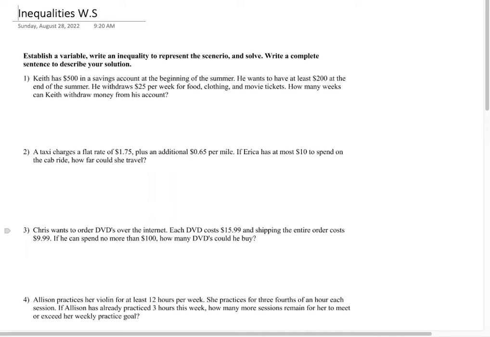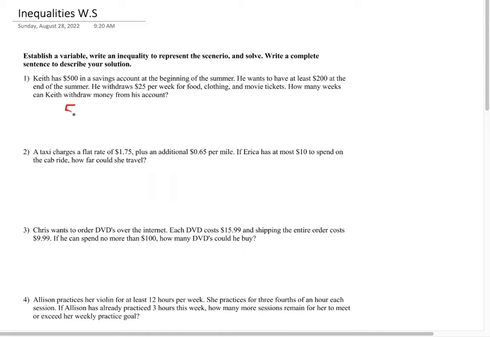So for number one, it says that Keith has $500 in a savings account at the beginning of summer. He wants to have at least $200 at the end of the summer. He withdraws $25 per week for food, clothing, and movie tickets. How many weeks can Keith withdraw money from his account?